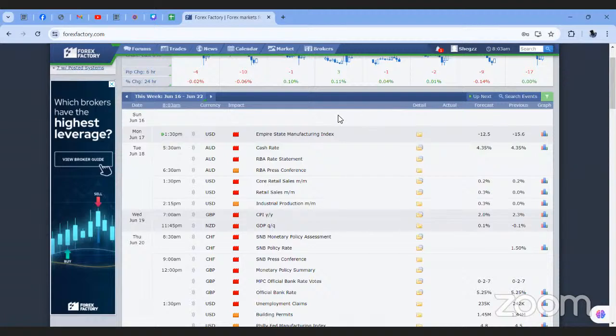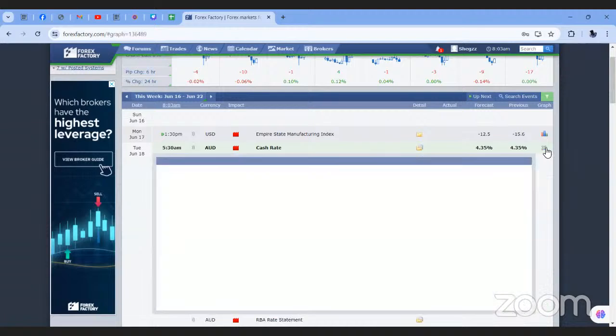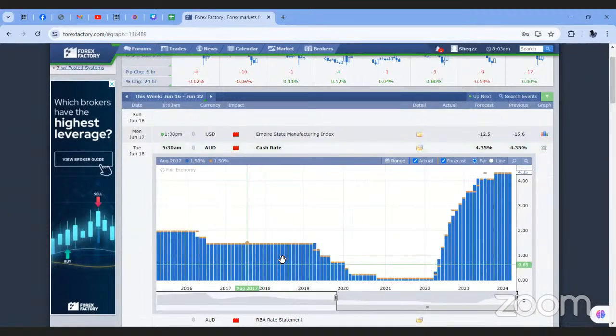Now that you know that you can choose between AUD USD and AUD JPY, you can just go to your chart finally and trade. If the figure comes at 4.35, you can buy AUD. But if the figure comes less than 4.35, you can sell AUD. But of course, they have decided to keep their rate at 4.35. Now let's look at history very fast. If you look at the history, let's check. In 2022, it was around 1 point something.